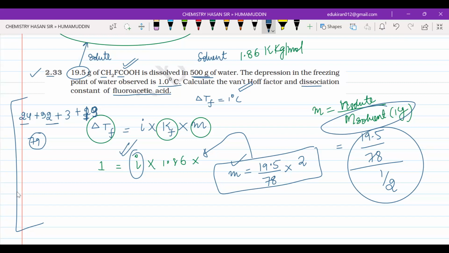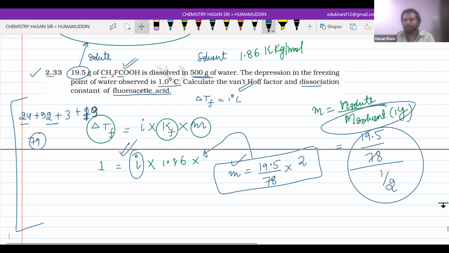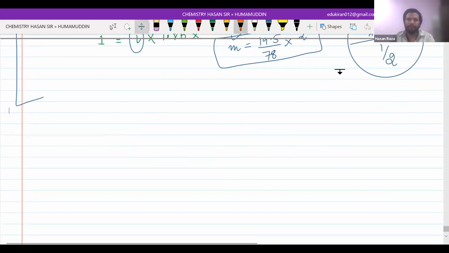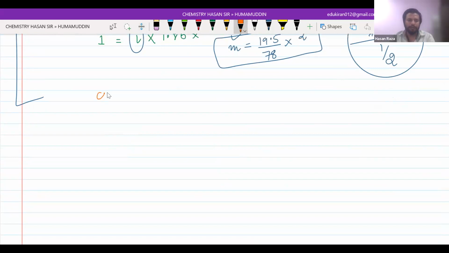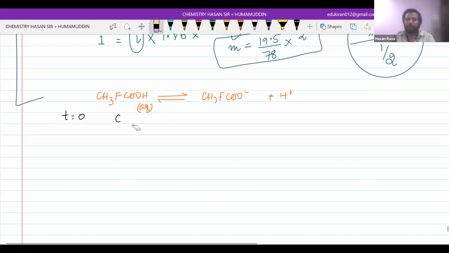Yes, sir. Okay. So dissociation constant comes from class 11, which is quite easy if you're going to see. This is your CH3COOH, and if you are going to dissociate it, you will be getting CH3COO negative, and this will be your H plus. Now, if you look at t equals 0, let's say this is your concentration C, and here the concentration will be 0, 0, and this is C mole per liter.